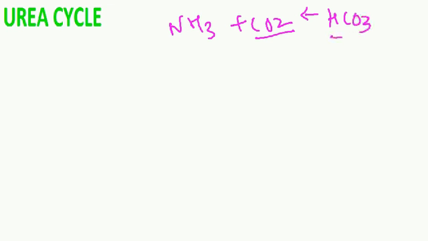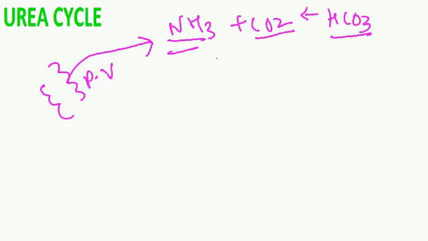So to start with, we have nitrogen and carbon dioxide. This carbon dioxide is derived from bicarbonate. And the ammonia is from the intestine, from the portal vein.